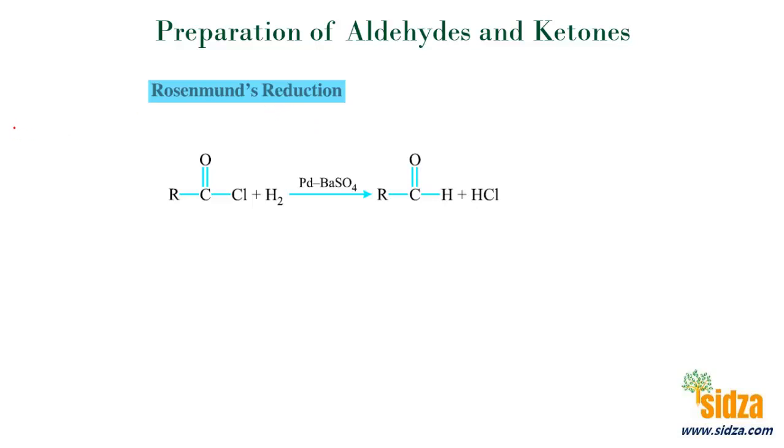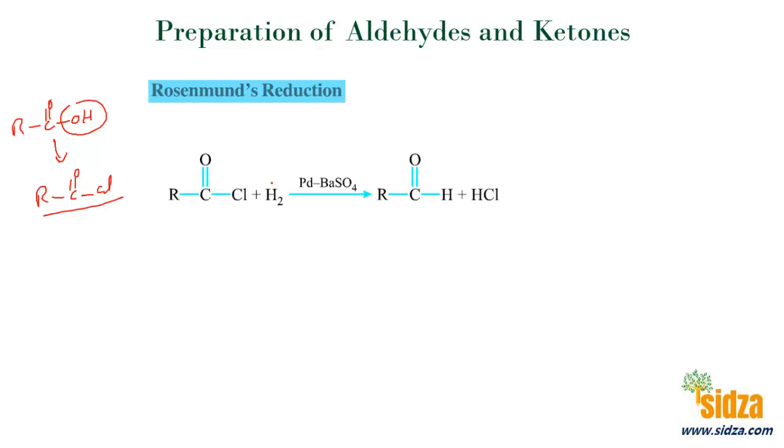Suppose you have RCOH, what do we call it? We call it the carboxylic acid. And if you replace the hydroxide with chlorine, what you get is RCOCl. This is what you call an acid chloride, an acid derivative.